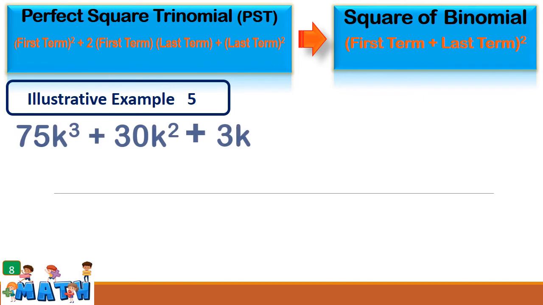Example number 5, so we're going to get the factors of 75k cubed plus 30k squared plus 3k. So what can you say about the first and last terms? So they are not perfect squares. So what are we going to do? So we're going to find a number that could reduce the given trinomial. So what are we going to do?